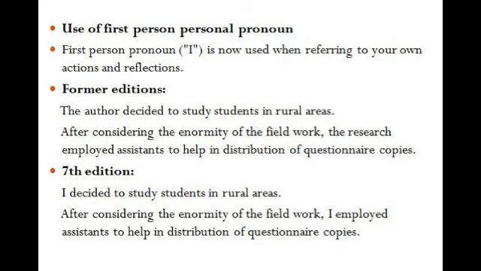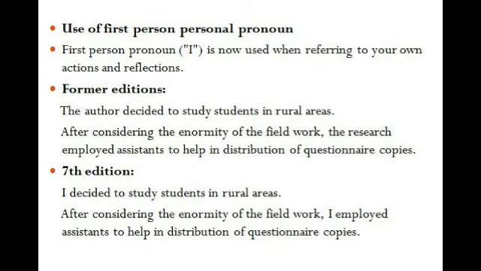For instance, if you used to put it this way as recommended in the previous editions: the author decided to study students in rural areas. The researcher employed assistants to help in distribution of questionnaire. Now you can put these statements this way: I decided to study students in rural areas. I employed assistants to help in distribution of questionnaire copies. That is the use of first person personal pronoun in describing what you did, decisions you took inside the work.